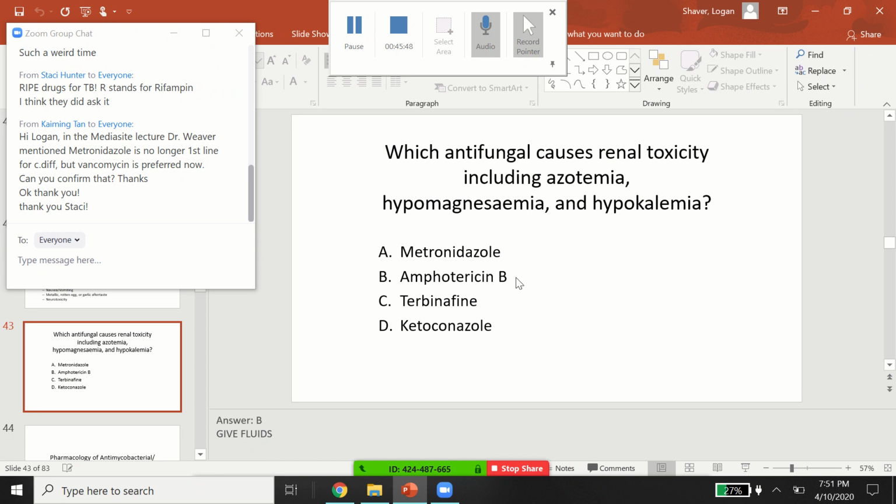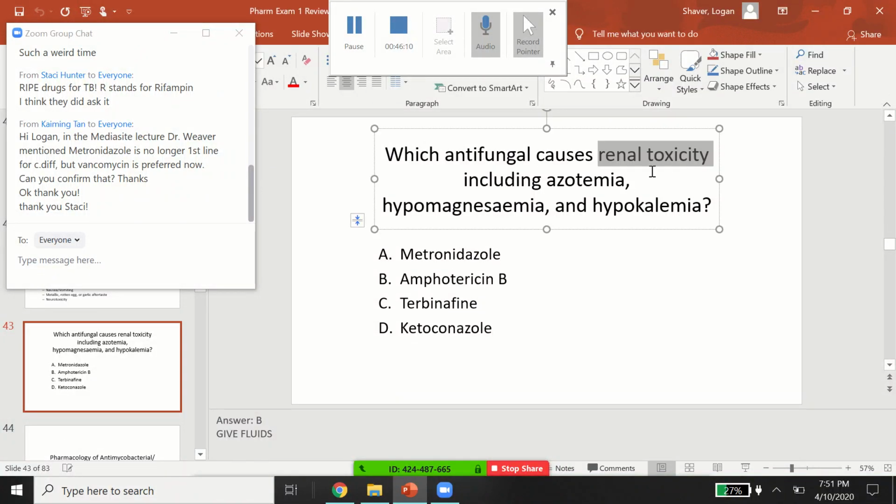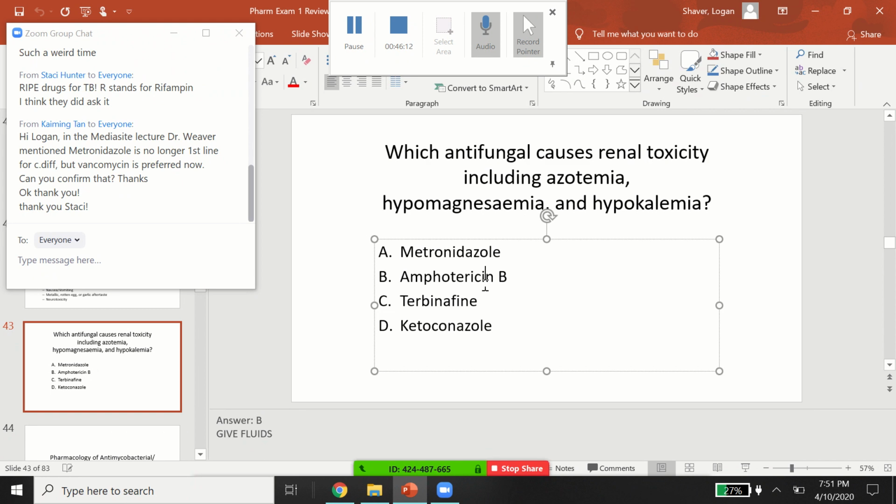If I had to give a cold guess, and I have no idea at all, I would say amphotericin B, because look at all these different things going on, and as you know, it's terrible. But you do remember, she did draw a lot of attention to the renal toxicity with amphotericin B. So with that in mind, if you knew the renal toxicity and a whole bunch of other crazy stuff going on, I would lean toward amphotericin B.